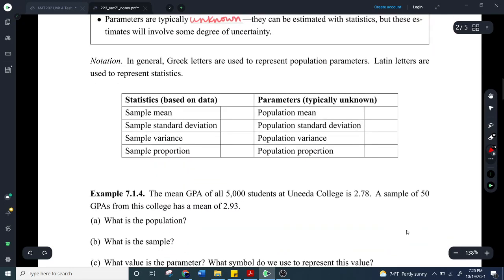A couple of notational things you need to be familiar with. We're going to use these notations quite a bit through the rest of the chapter. And actually, some of this we've already done. So the sample mean, we did that earlier in the course. Remember that the sample mean was X bar, whereas for the population mean, we used mu.